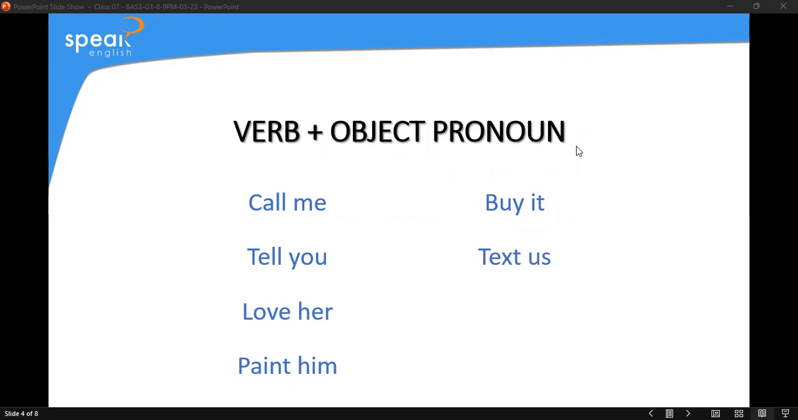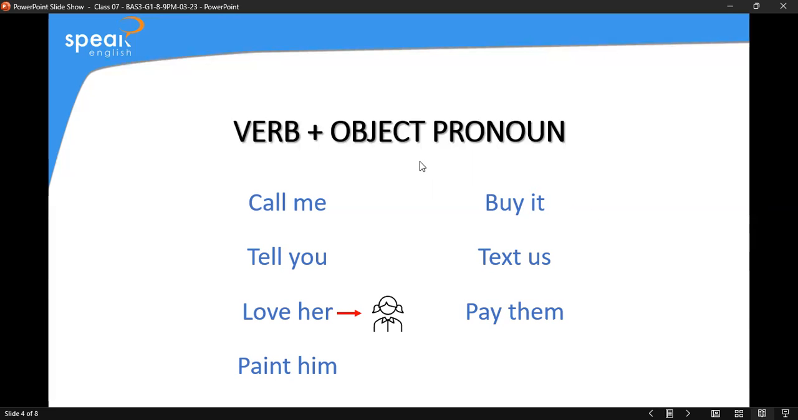Can you help me with the next one, Kaylin? Text us. What is the verb? Text. And the object pronoun? Us. Good. Let's continue. Maria Navarrete, can you help me with this one? Pay them. Okay. What is the verb? Pay. And the object? Them. Good.